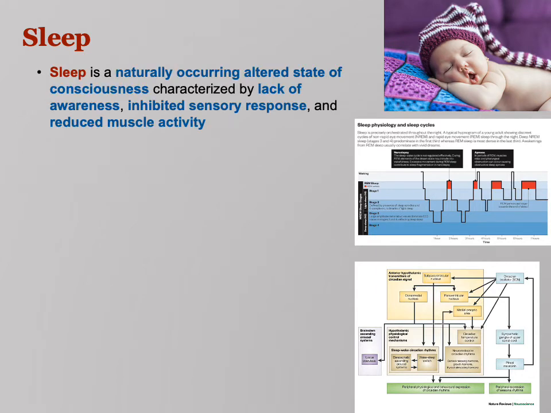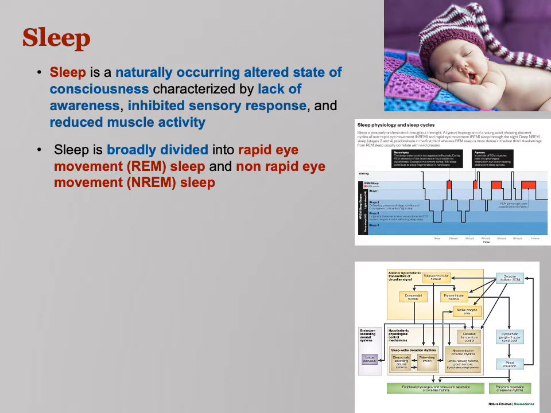Sleep is a naturally occurring altered state of consciousness characterized by lack of awareness, inhibited sensory response, and reduced muscle activity. Did you ever think of trying to define sleep before? It's more complicated than you might have thought, but isn't that a good definition? That's what sleeping is. We divide sleep broadly into what's called rapid eye movement, or REM sleep, and non-rapid eye movement, or non-REM sleep. Dreams typically occur during REM sleep.